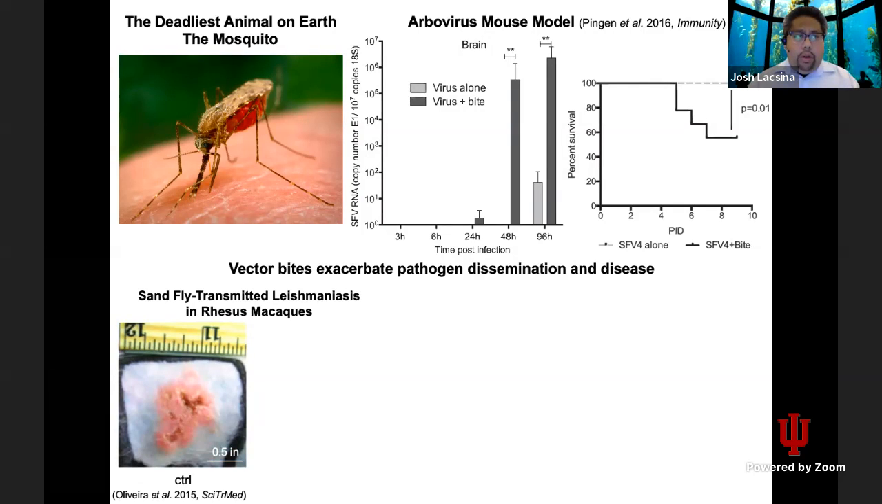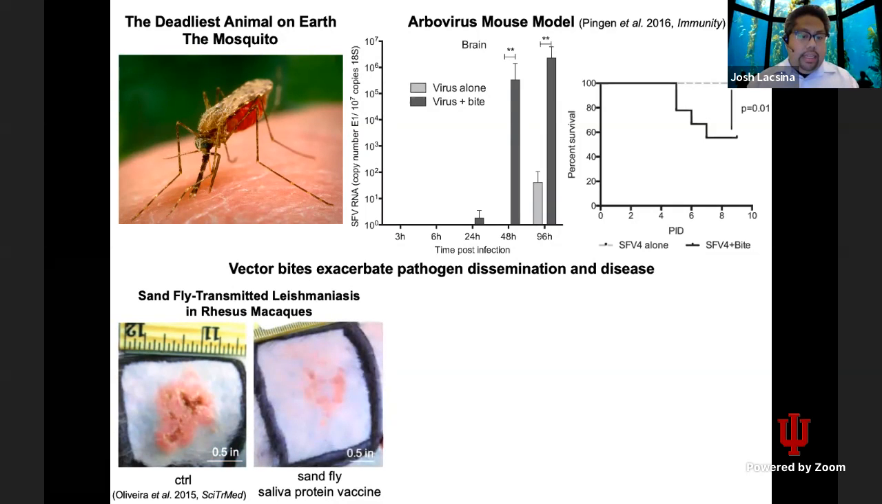But what we've found over 2 decades now is this fascinating theme in the field, which is that there are specific proteins in the saliva of these vectors where if you immunize animals with that saliva protein, you can actually protect them against disease partially.